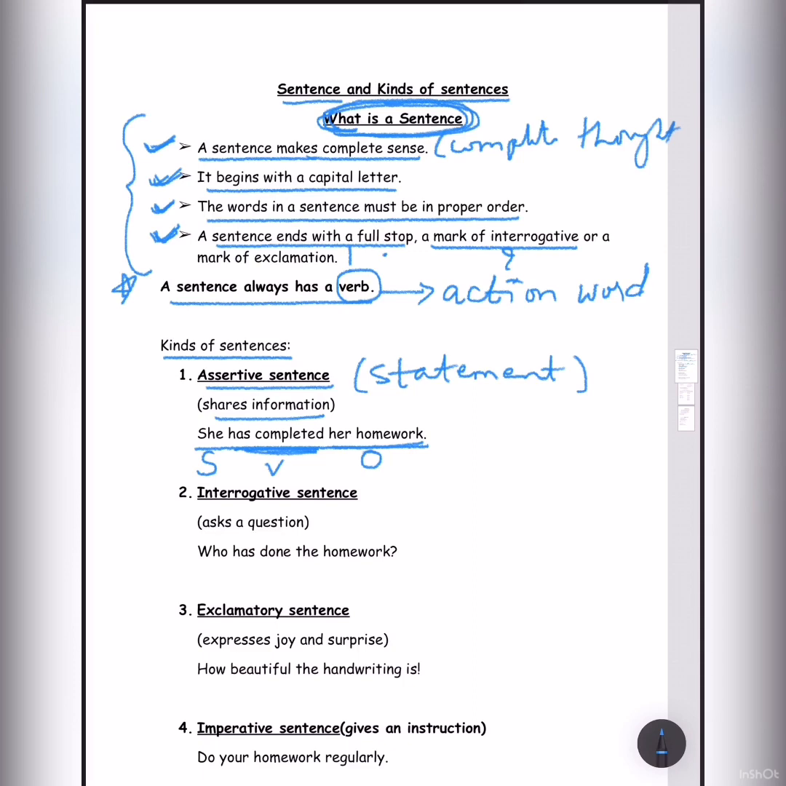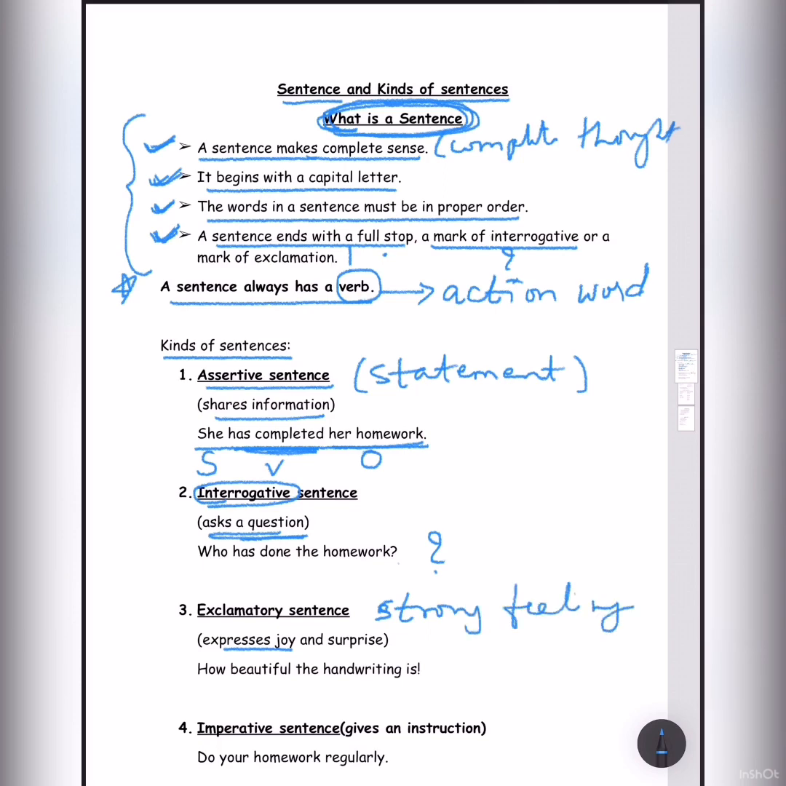Second is interrogative sentence. From the word itself you can understand. To interrogate means to ask a question. So any sentence which asks a question is called interrogative sentence, and it ends with a mark of interrogation. The third one is exclamatory sentence. It expresses a sudden joy, a strong feeling.